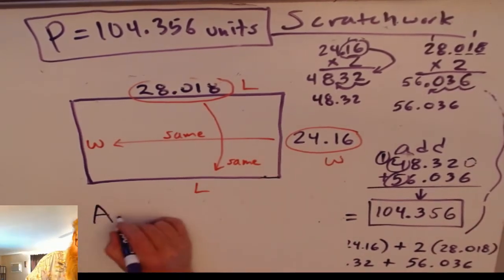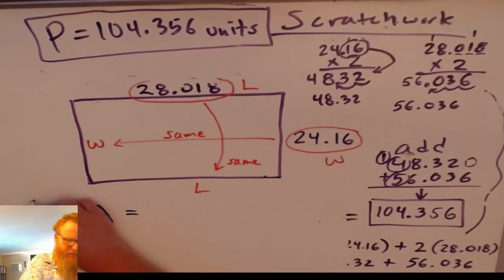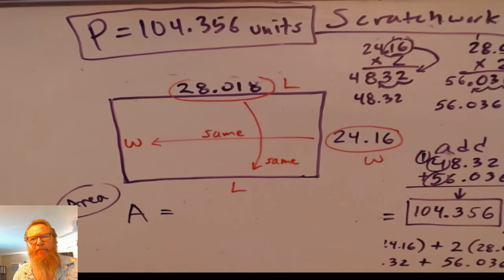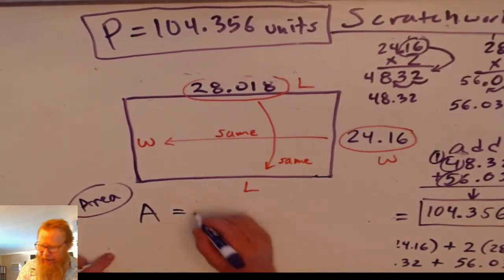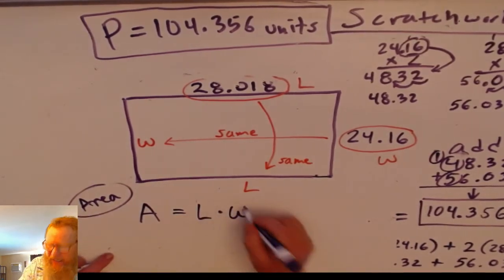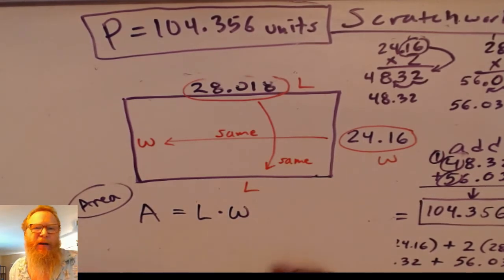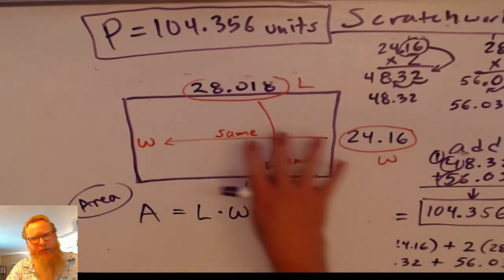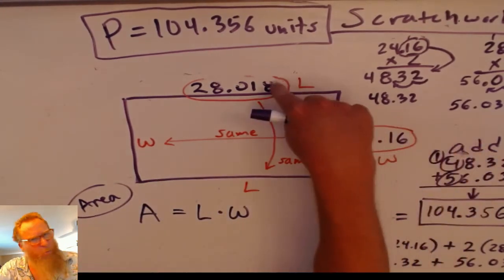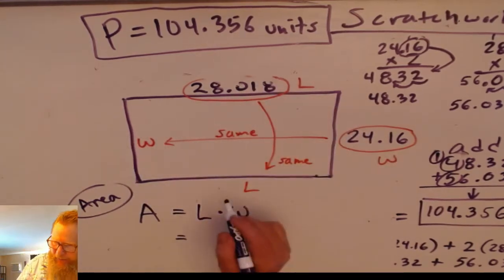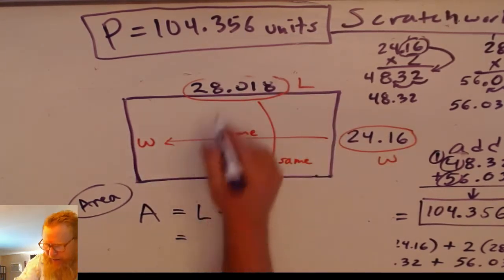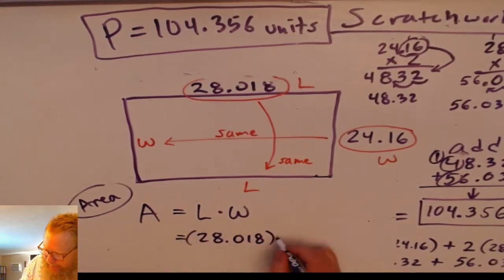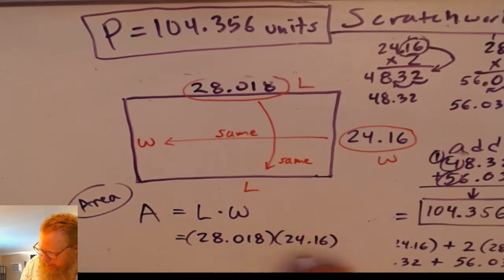Next we have area. Area is typically capital A or just A. Area is actually a much easier formula. It's just L times W, length times width. That's your area. You don't need duplicate copies when you're doing area. You just need one W and one L, and then you multiply them together. It doesn't matter what order you put them in, but I'm going to go ahead and follow the order that I have. 28.018 times 24.16.